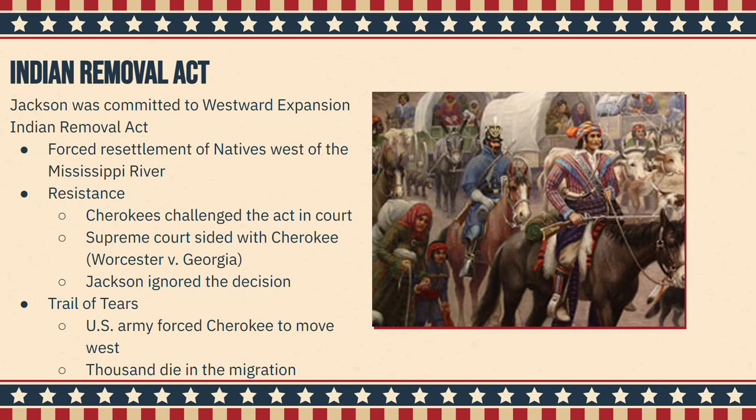Another major issue during Jackson's presidency was the removal of Native Americans. Andrew Jackson was a huge supporter and committed to westward expansion. The problem was there were over 125,000 Native Americans that occupied these lands east of the Mississippi. And throughout our early American history, the policy towards Native Americans had varied.